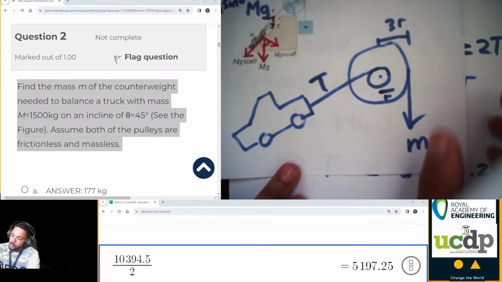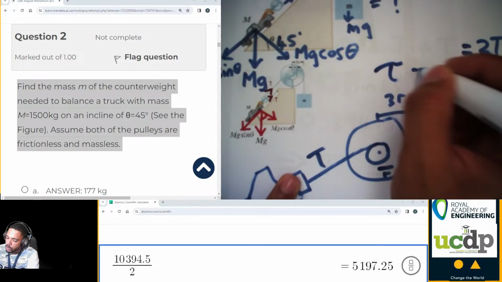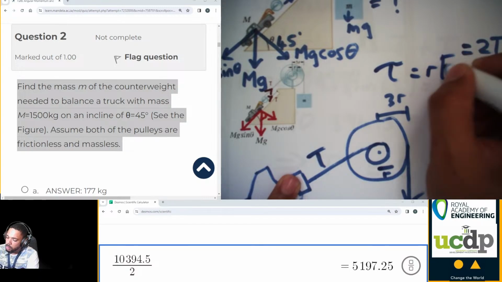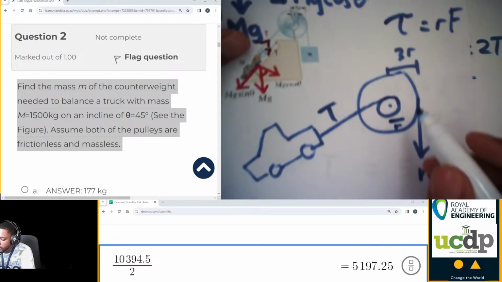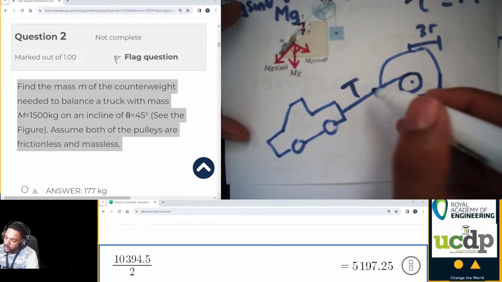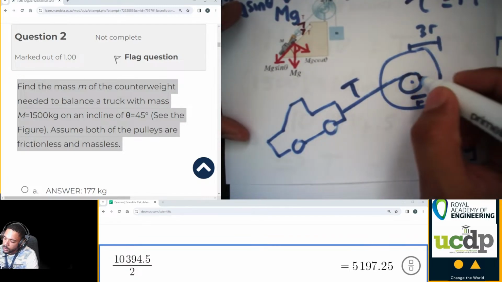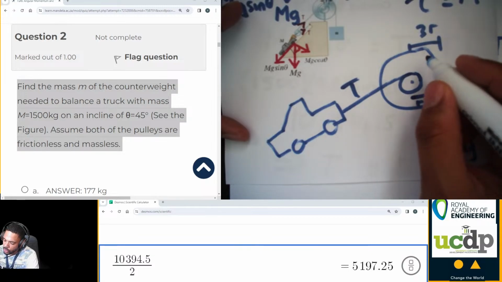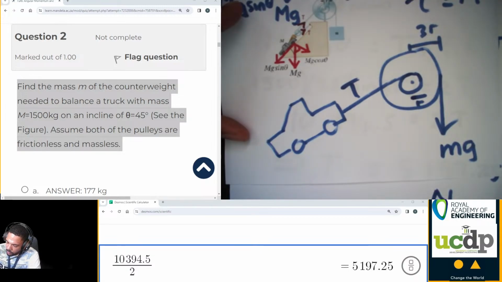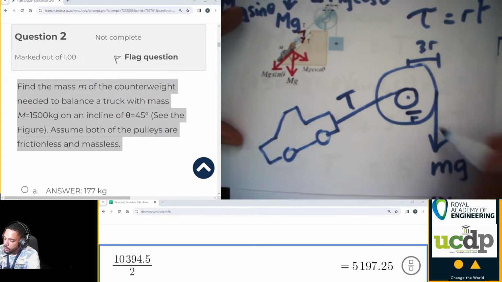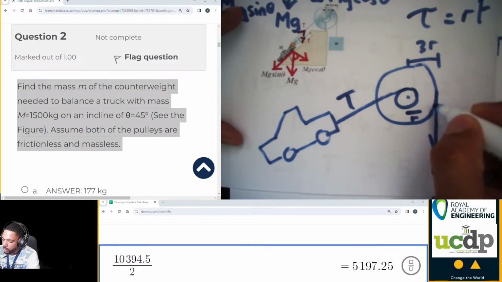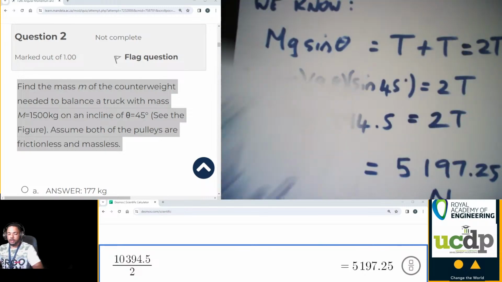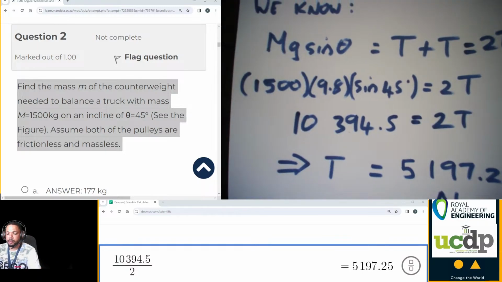So we know that torque is equal to the radius of the pulley multiplied by the force acting on that pulley. The force acting on the pulley downwards is the tension, and it acts on a radius of just r. On the other side, we have a force of mg, the weight of the block, and it acts on the big pulley circle, which has a radius of 3r. So this is where we are now.